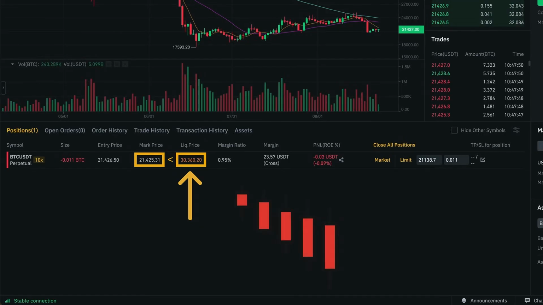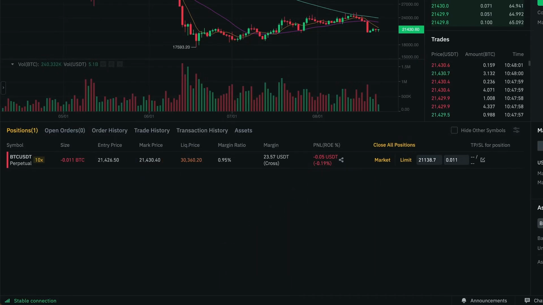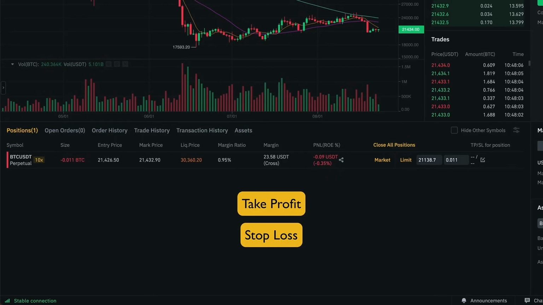However, when the price instead moves in the other direction, we're losing money on this trade. And if the price goes all the way up to the liquidation price, we will get liquidated. In order to manage our risk, we can also set a take profit and or stop loss for each position.